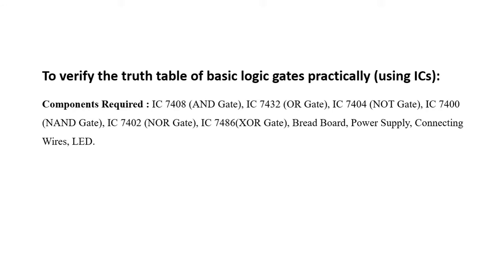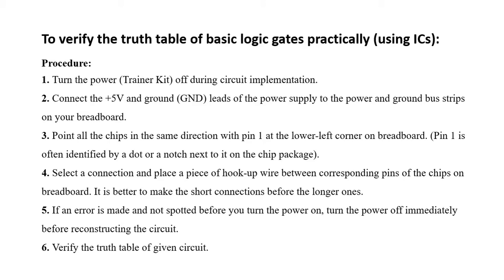To verify the truth table, we need these components: different ICs for different gates, then breadboard where we will implement the circuit, power supply, connecting wires, and LED to show the status of output. Now to verify the truth table, we have to follow the procedure. First, we will keep the trainer kit off while we are making the circuit on breadboard.